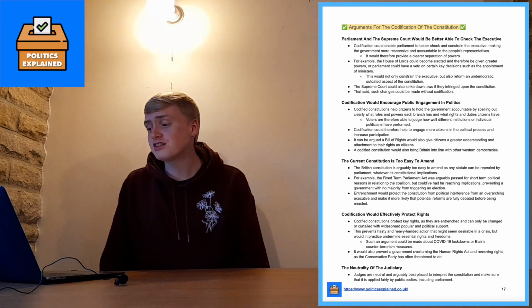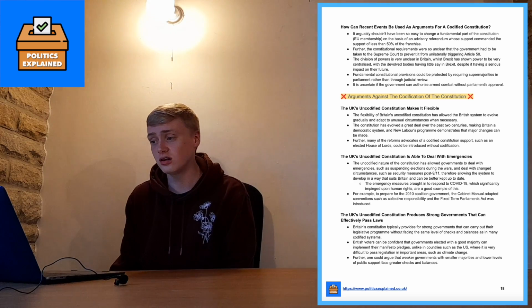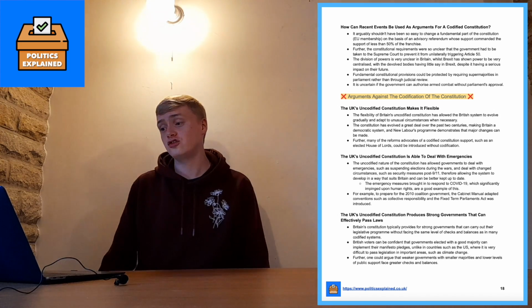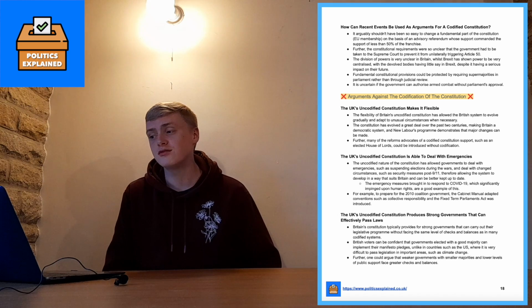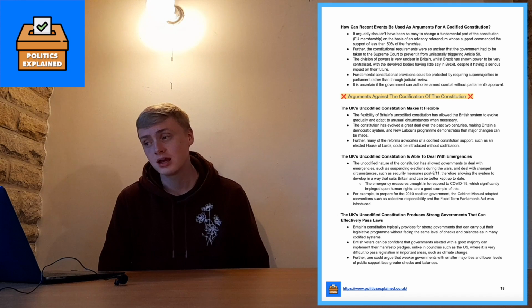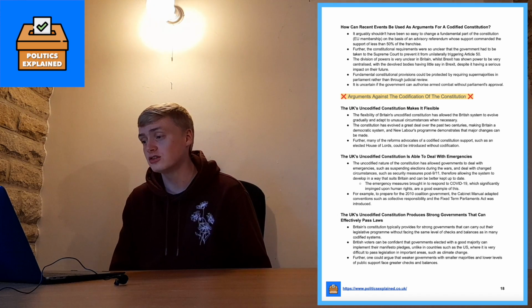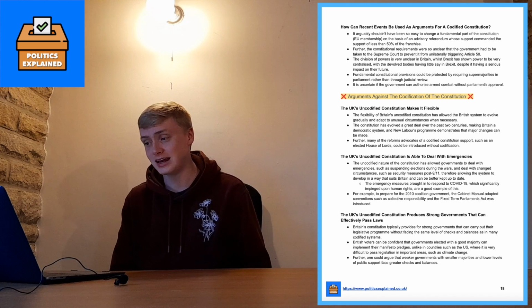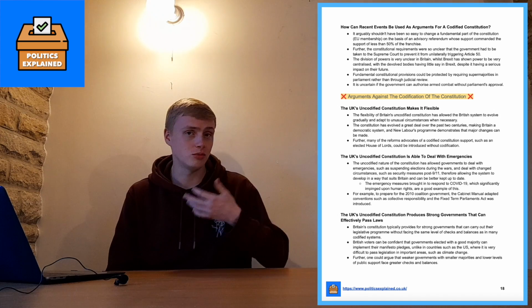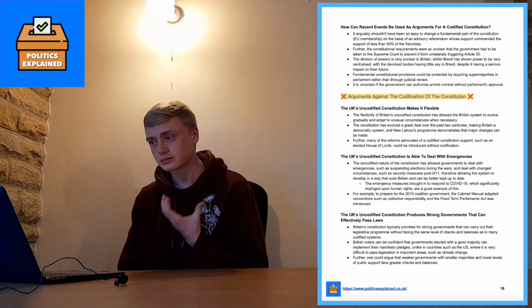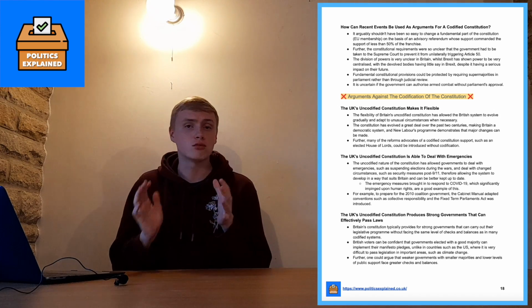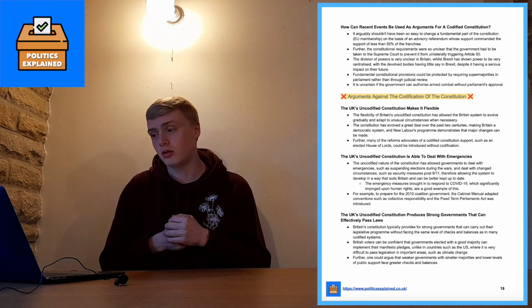And finally, some recent events can be used as arguments for a codified constitution. Arguably it shouldn't have been so easy to change a fundamental part of the constitution, EU membership, on the basis of an advisory referendum that commanded the support of less than 50% of the franchise. Secondly, the constitutional requirements were so unclear that the government had to be taken to the Supreme Court to prevent it from unilaterally triggering Article 50. So it can be argued that a codified constitution would make the constitution and the roles of different bodies a lot clearer.